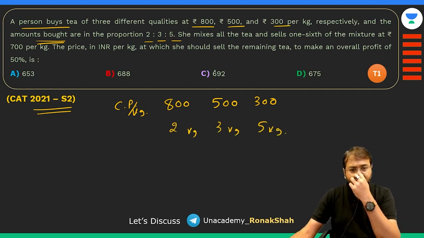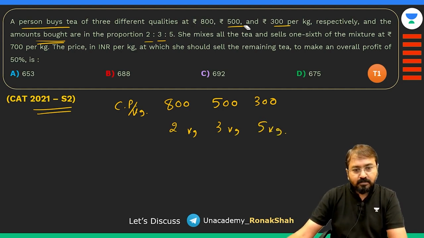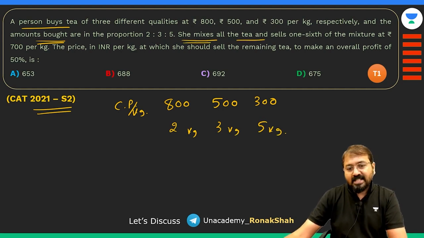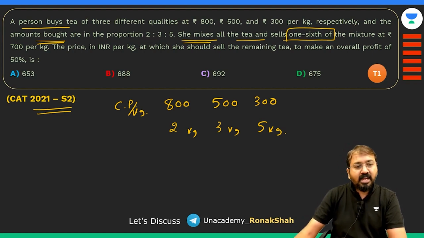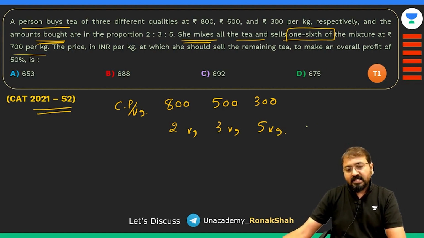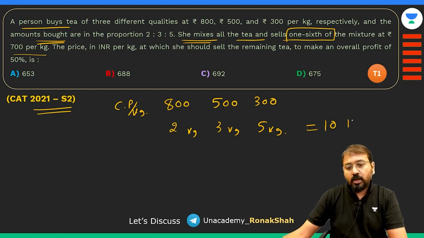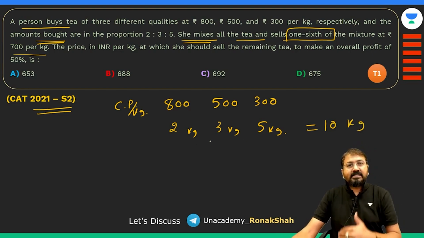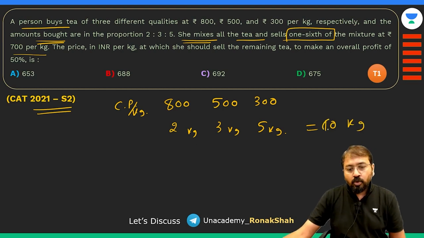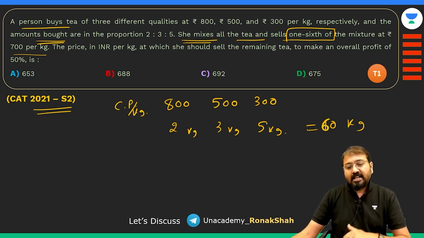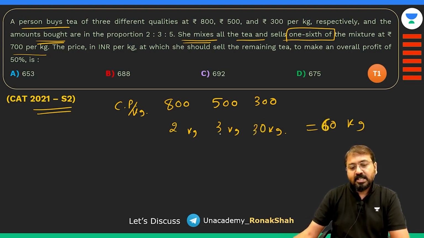So let's read further. Let's see whether we can assume the values or not. It says that she mixes all the tea and sells 1/6 of the mixture at 700 rupees per kg. If I take 2 kg, 3 kg and 5 kg, the total quantity would come out to be 10 kg, and finding 1/6 of that is very difficult. So I want to make it 60 kg. For that, I'll have to take each of these 6 times. So I'll take this as 30 kg, this as 18 kg and this as 12 kg. So total quantity will become 60 kg.